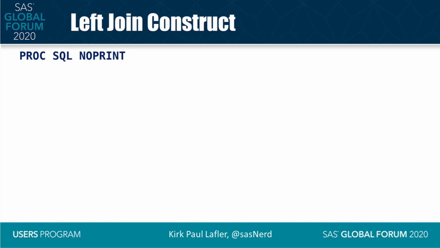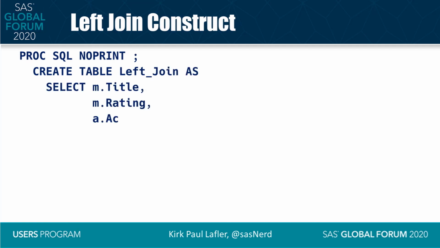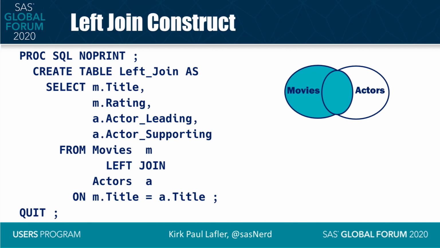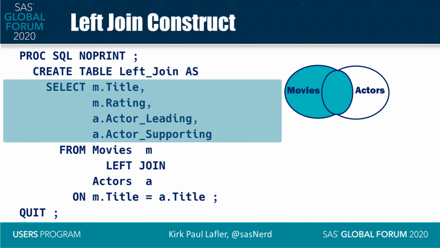Now let's see how we can construct a left join. In this case, keeping in mind the Venn diagram, the visual itself, our purpose is we want to be able to create a left join type of table. So we'll construct a table called work.leftJoin, selecting the same columns or variables we did before, title and rating from the movies table, actor leading and actor supporting from the actors table.